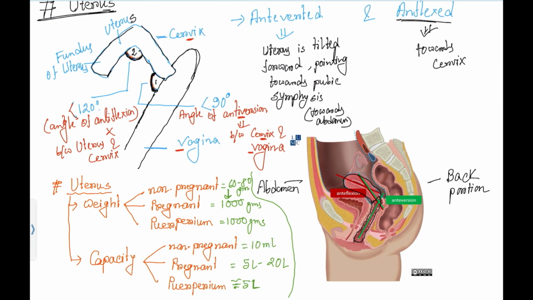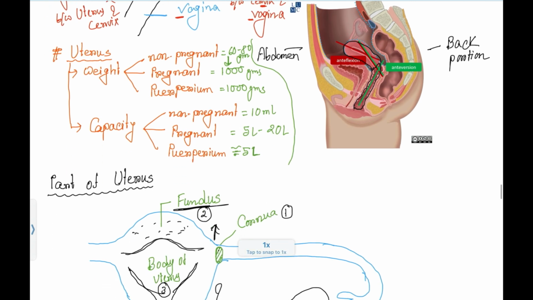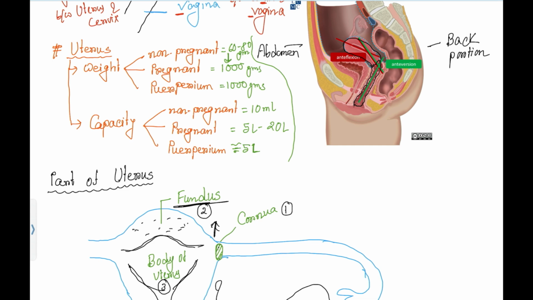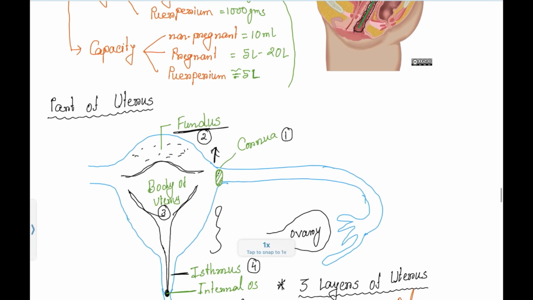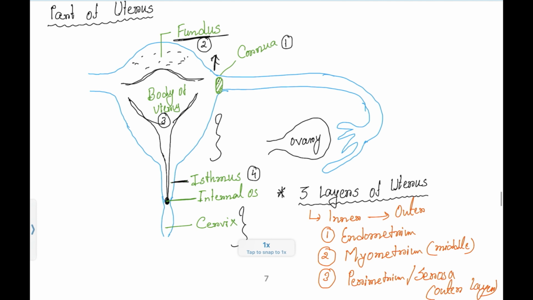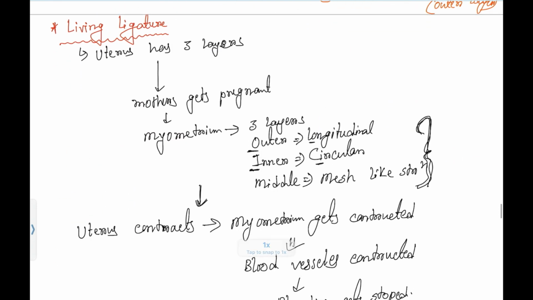So what we have discussed about the uterus: the normal position of the uterus is anteverted and anteflexed. What is the meaning of anteverted and anteflexed? We have discussed the weight of the uterus in the non-pregnant, pregnant, and puerperal stages, and the capacity also you need to remember. The different parts of the uterus: cornua, fundus, body of the uterus, isthmus. And what about the living ligature?